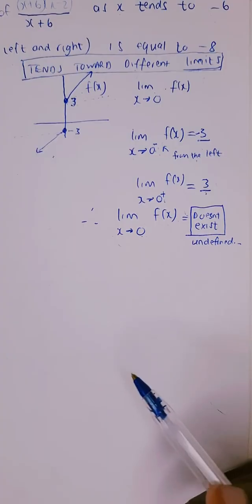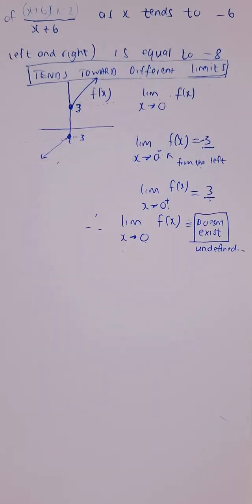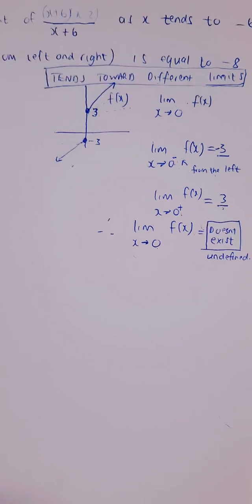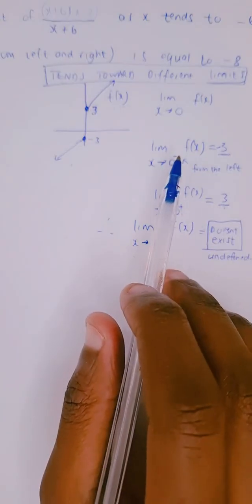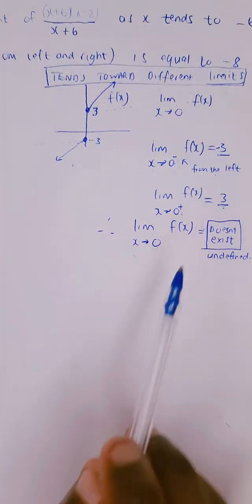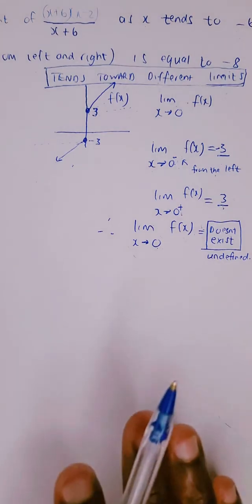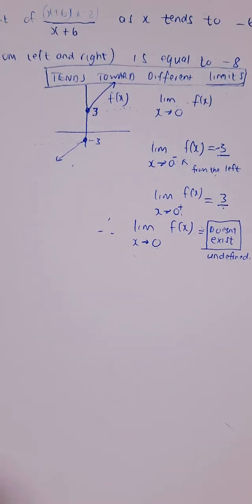The limit does not exist, because we can't have two different values for our limit as the function is approaching a certain value from both left and right. The values must be the same in order for the limit to actually be defined and for it to be a specific value.